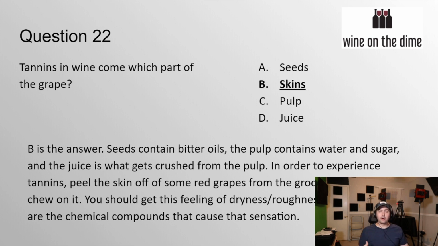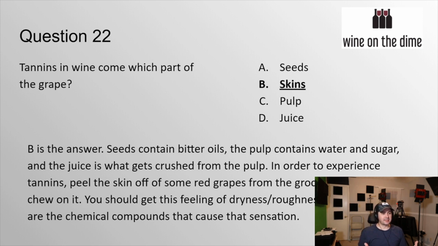Seeds contain bitter oils, so if you crush wine too hard and it's a really bitter wine, it's probably because you crushed the oils out of the seeds and they were incorporated as part of the wine when it was being made. That's not good. You don't want to over crush wine. It makes it taste really bad. The pulp contains water and sugar, and the juice is actually what gets crushed out of the pulp when you're crushing the grape in that part of the process.